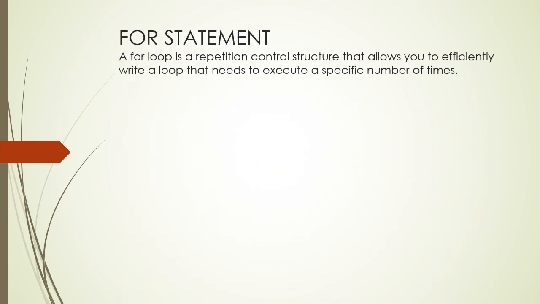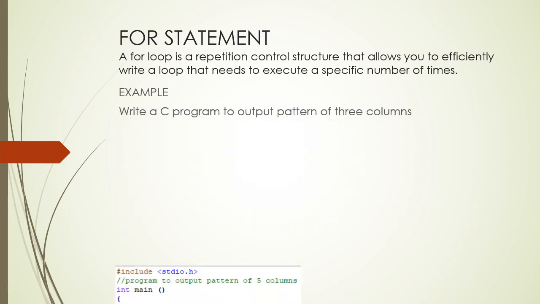Then we can also check the for statement. The for loop is a repetition control structure that allows you to efficiently write a loop that needs to execute a specific number of times. This is the control structure that you need when you know the number of times that you want to execute the loop. For example, write a C program to output a pattern of 3 numbers, or 3 columns.